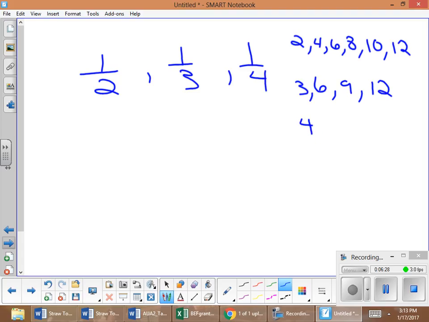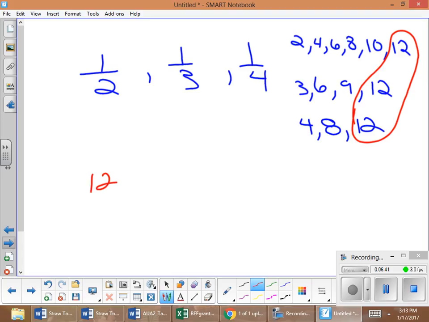But does 4 go to 6? Let's see. 4, 8, no. But it does go to 12. And I have my answer right there. My common denominator for all of them is going to be 12. What that says is I am changing each fraction into a 12. The denominator has to change to a 12. Has to be a multiplication problem. So 2 times what equals 12? I say 6. 2 times 6 equals 12.